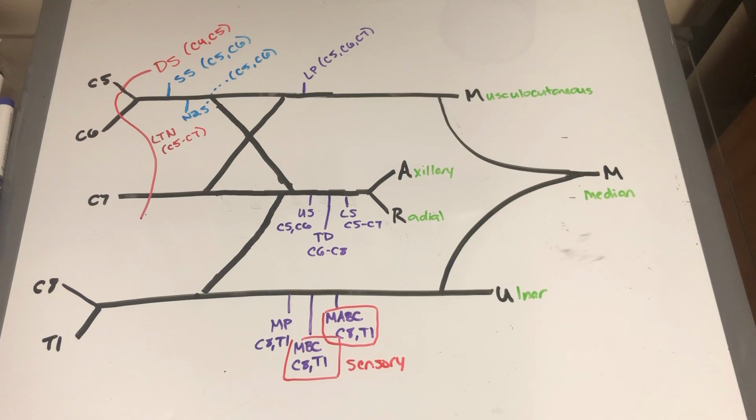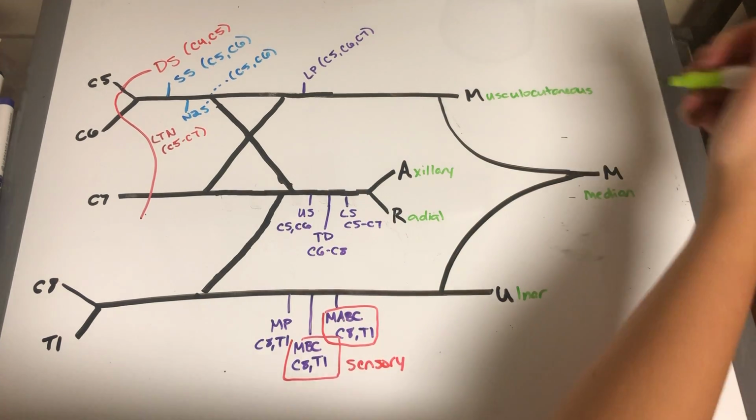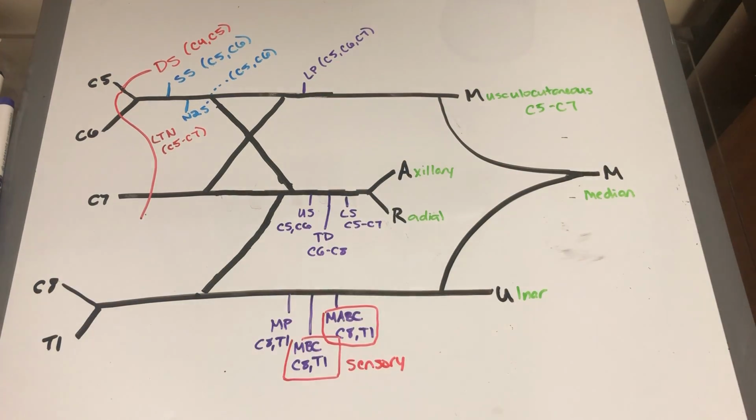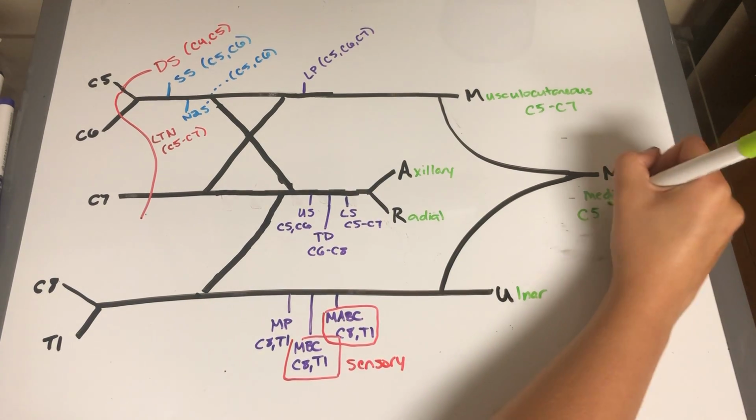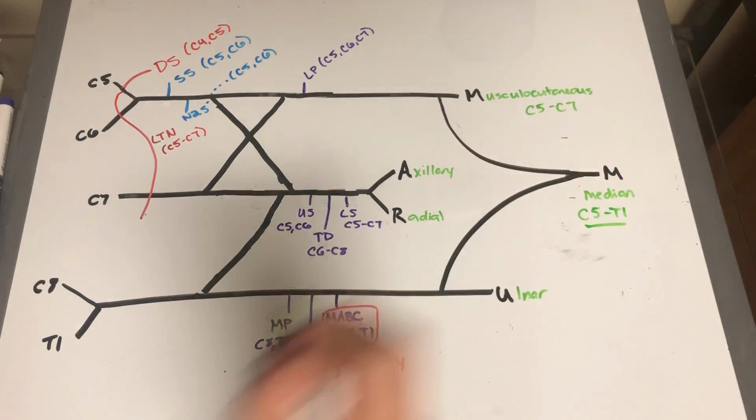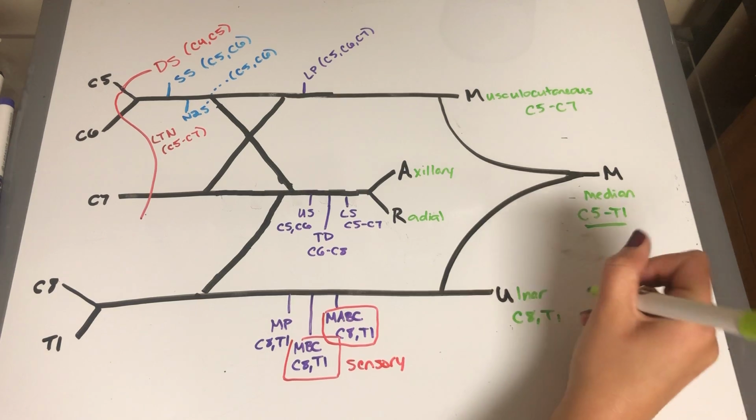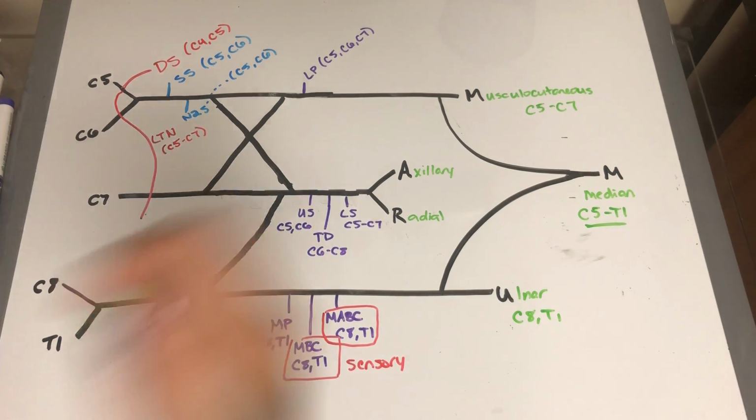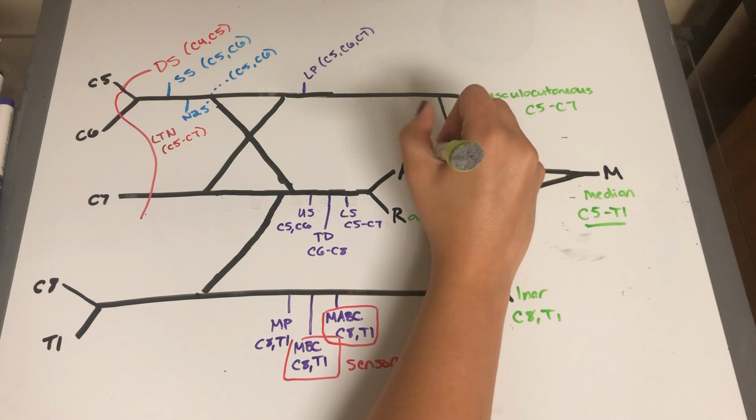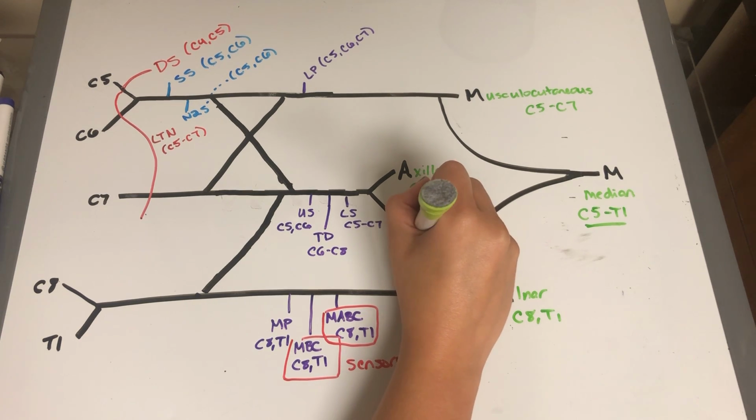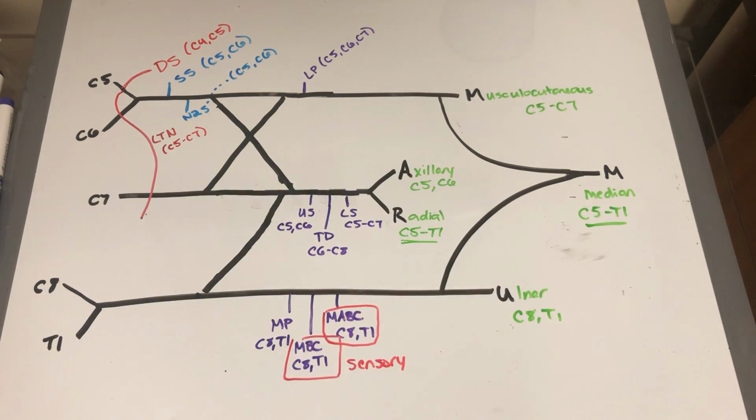So the musculocutaneous nerve up here comes from C5, C6, and C7. So C5 through C7. The median nerve comes from C5 through T1. So this is all of them. The ulnar comes from C8 and T1. The axillary comes from C5 and C6. And then the radial comes again from all of them. So C5 through T1. These are our final 5.